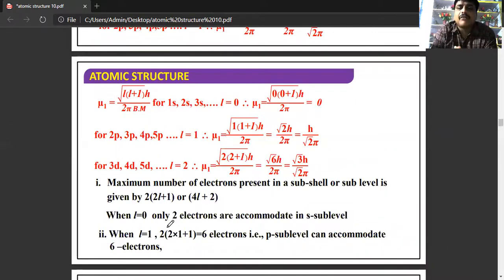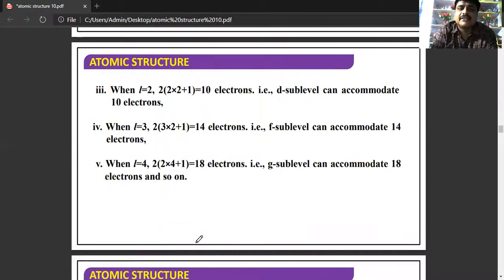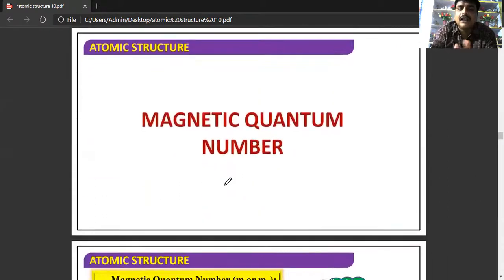The maximum number of electrons present in a subshell or sublevel is given by the formula 2 into 2L plus 1, or 4L plus 2. When L is equal to 0, only 2 electrons are accommodated in the s sublevel. When L is equal to 1, p can accommodate 6 electrons. When L is equal to 2, d orbital can accommodate 10. When L is equal to 3, f orbital can accommodate 14 electrons. If L is equal to 4, g orbital can accommodate 18 electrons, and so on. So that is about the azimuthal quantum number.